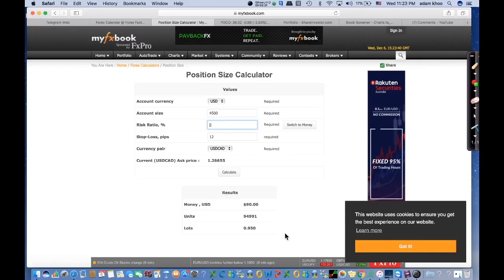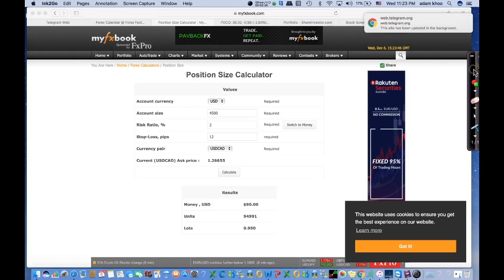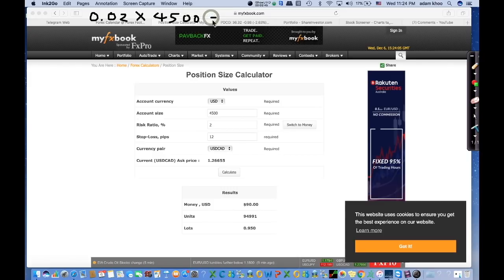So what was my actual risk I was taking? If you take 2% times 4,505, my actual dollar risk is 4,505 times 2%, which was $90. So I was basically risking $90 for both my long and my short orders.